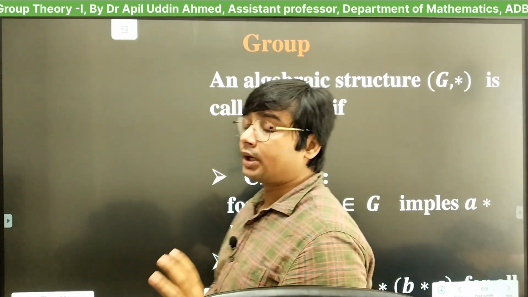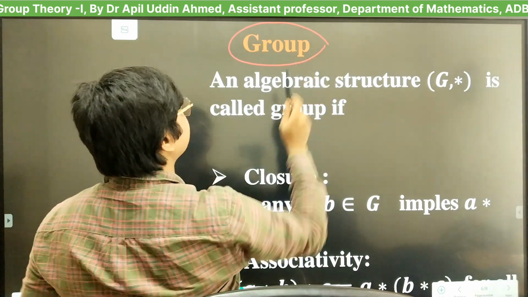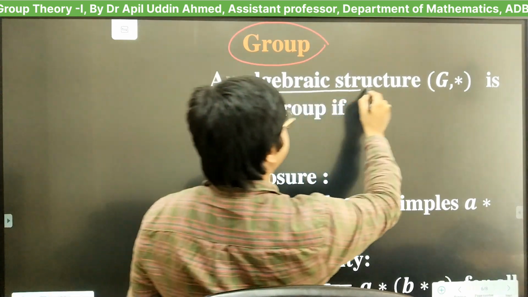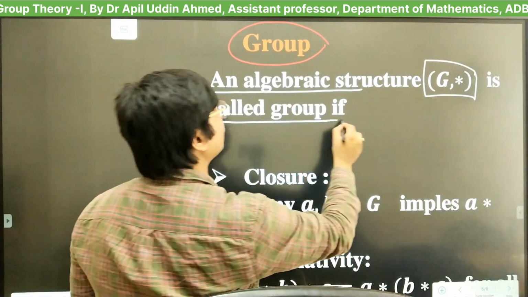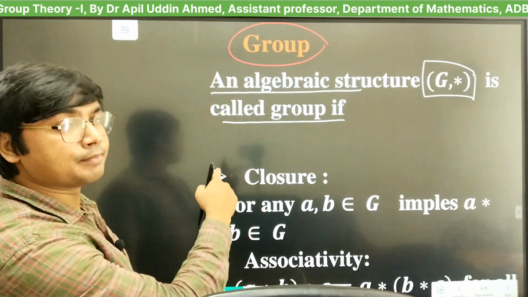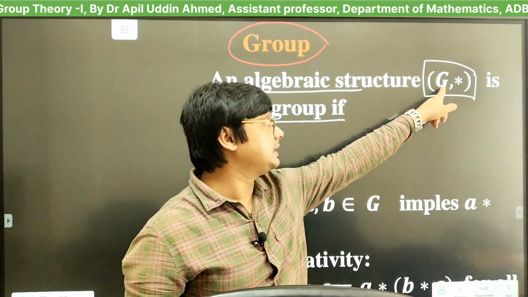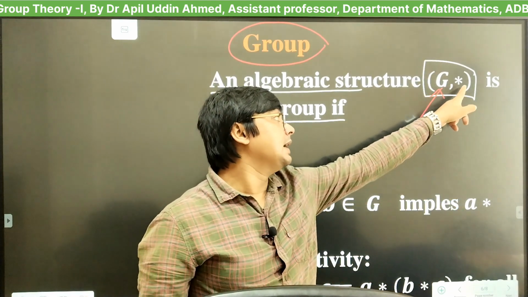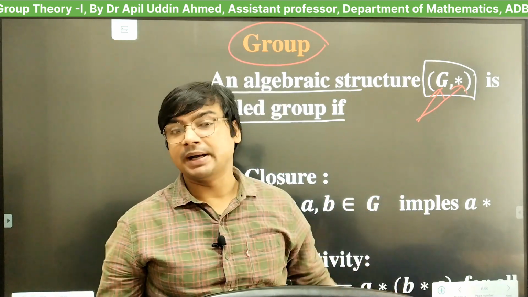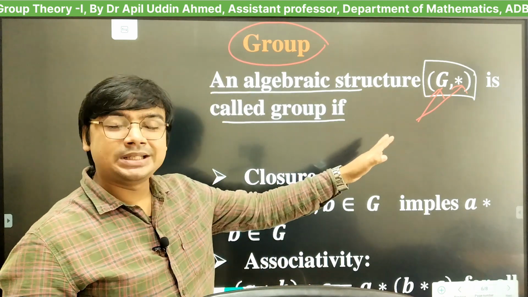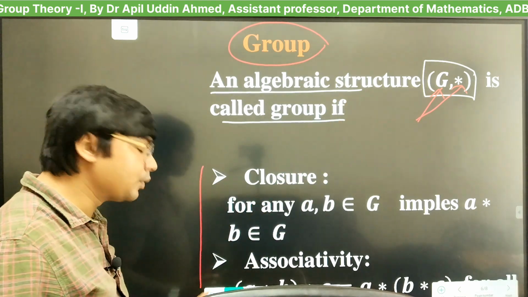My dear students, another important structure is the group. An algebraic structure G with star is called a group if it satisfies some properties. First of all, algebraic structure means G is a non-empty set and star is an operation, and obviously we consider it a binary operation. A non-empty set is said to be a group if it satisfies some properties.